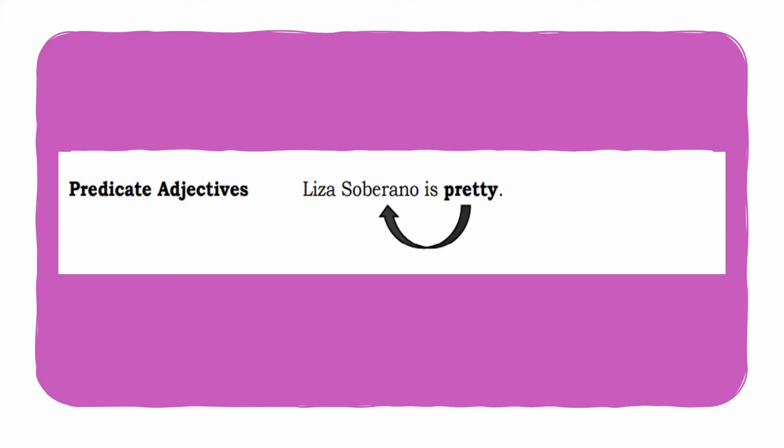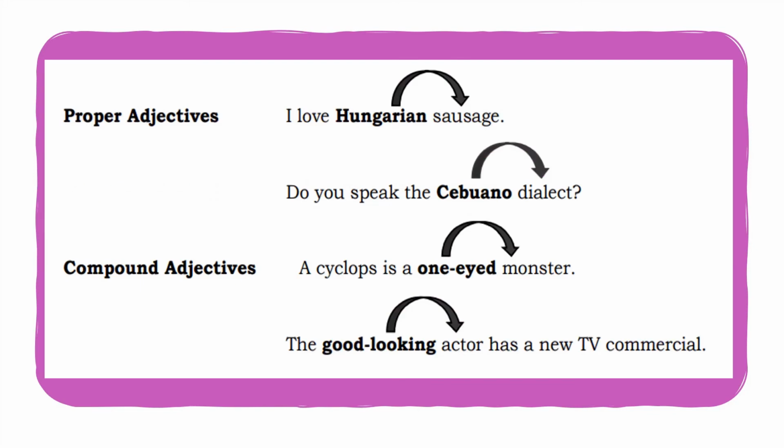How about this? In the predicate adjective, Liza Soberano is pretty. So we are referring to Liza Soberano. Next, we have the proper adjectives. I love Hungarian sausage. So the word Hungarian is a proper adjective since we are describing sausage. Next, do you speak the Cebuano dialect? Since we are asking about what kind of dialect it is, we use the proper adjective. We are referring to the specific dialect Cebuano.